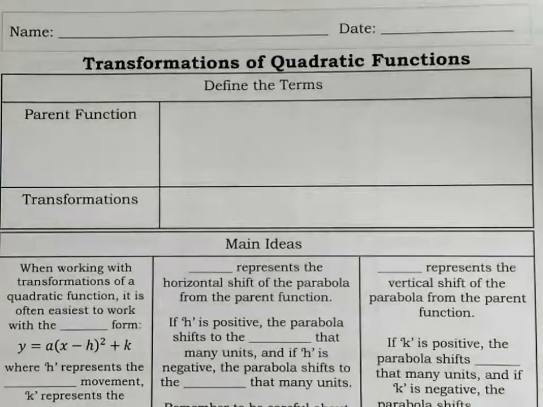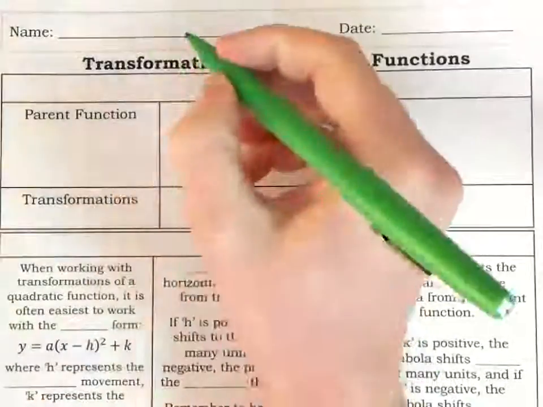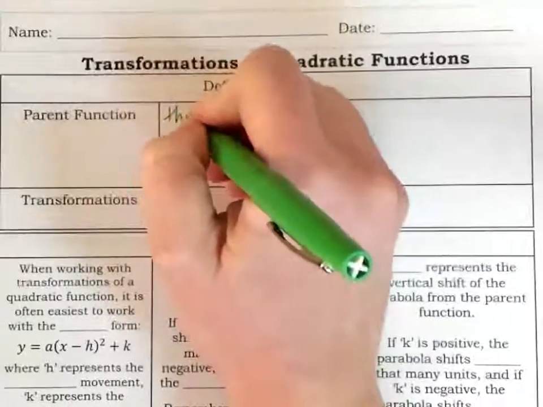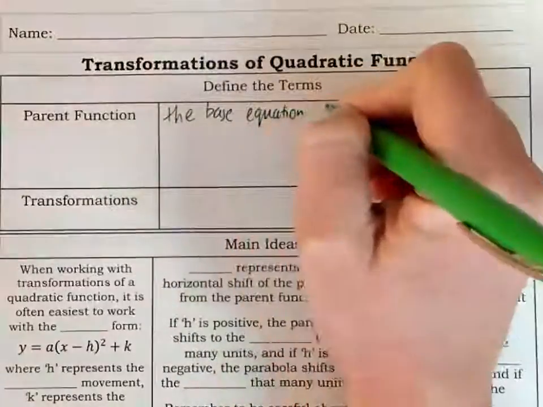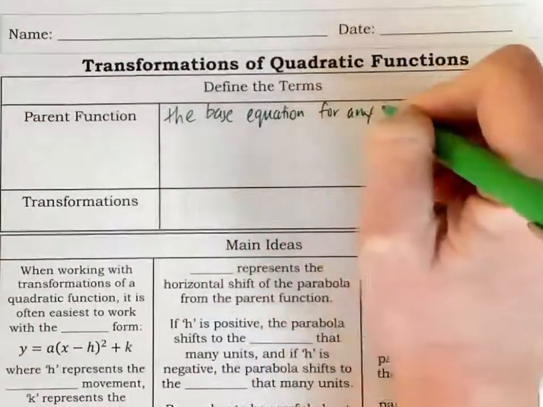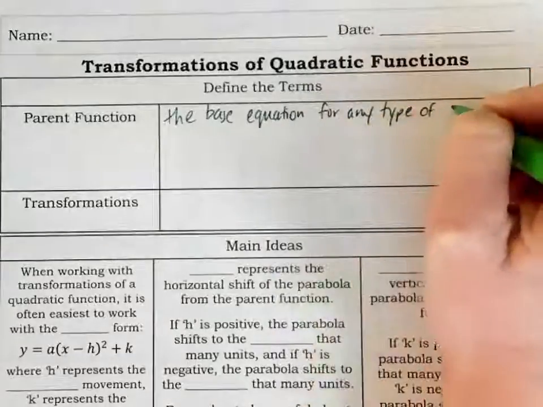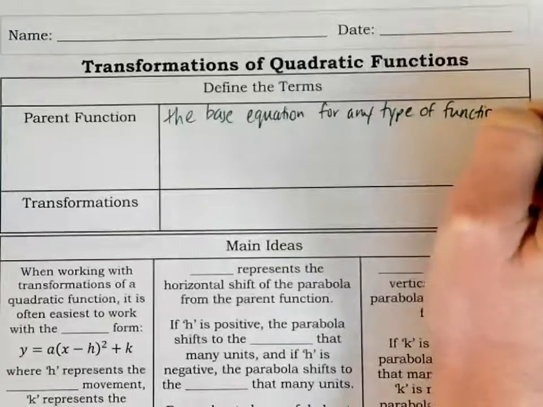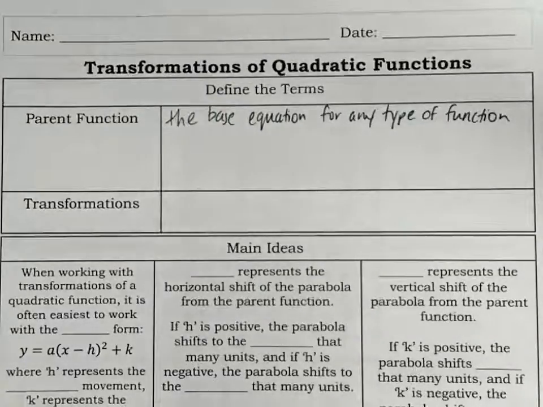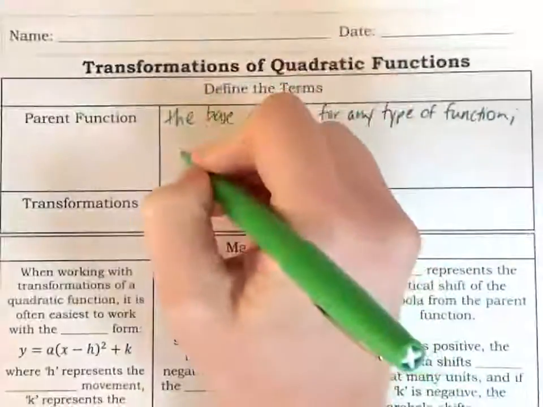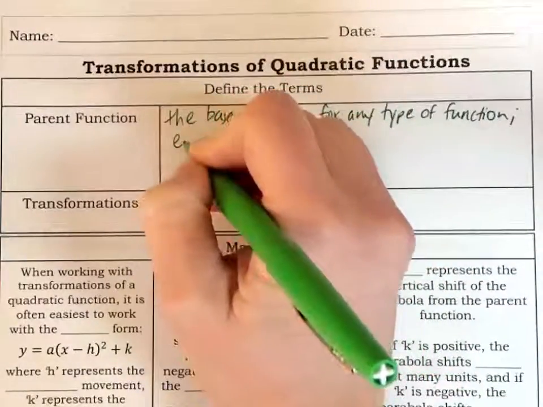Today we're going to be discussing transformations of quadratic functions. There's a couple of definitions that we need to make sure that we understand before we get started, starting with a parent function. I like to explain a parent function as the base equation for any type of function. That would be a linear function, a quadratic function, absolute value, any function that we've discussed or that we even haven't has a parent function.